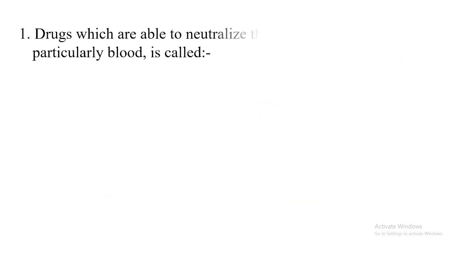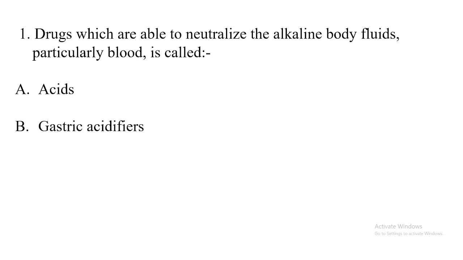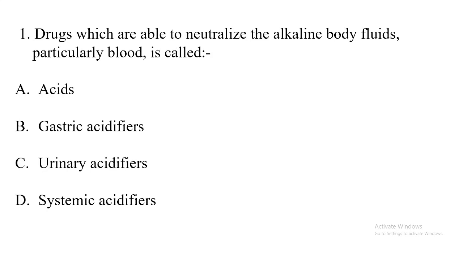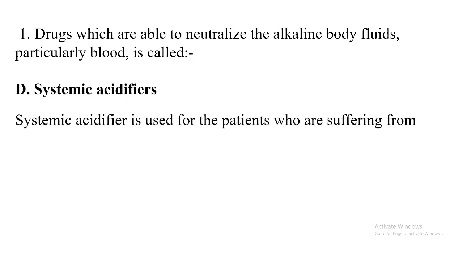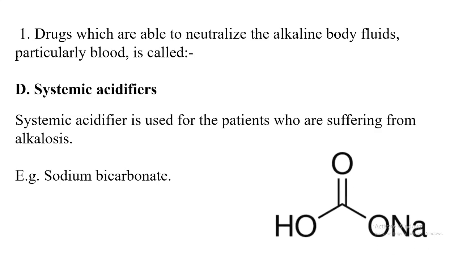Let's start. First, drugs which are able to neutralize the alkaline body fluids, particularly blood, are called gastric acidifiers, urinary acidifiers, or systemic acidifiers. Here, drugs which can neutralize alkaline body fluids, that is blood, should obviously be called systemic acidifiers. A systemic acidifier is used for patients who are suffering from alkalosis. Example: sodium bicarbonate, NaHCO3.